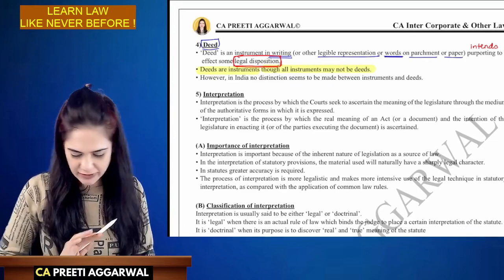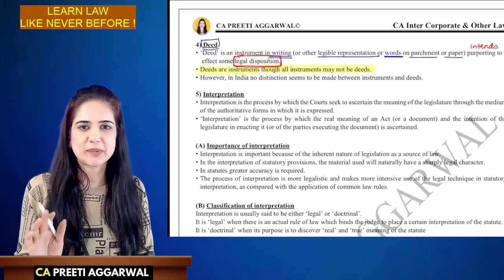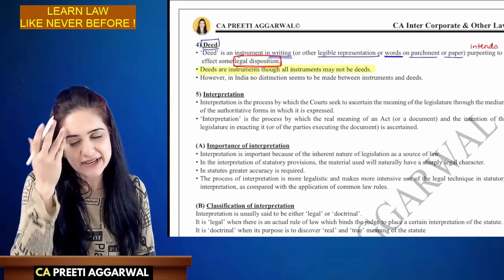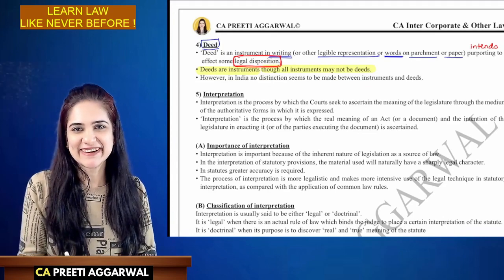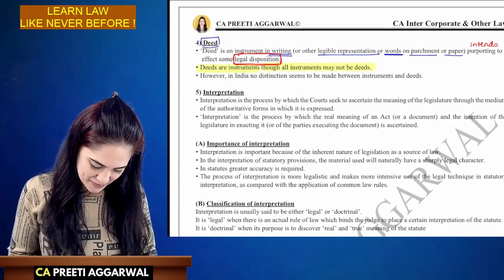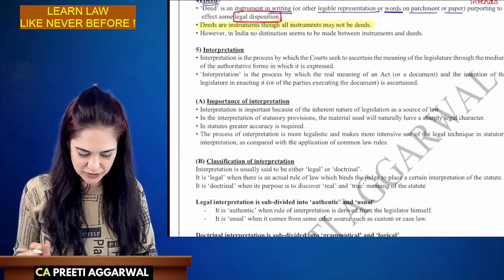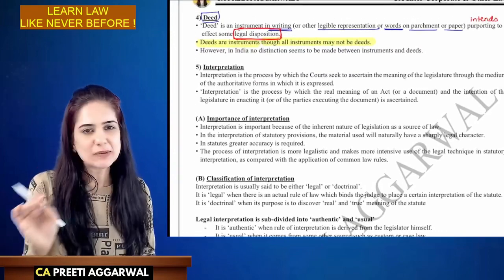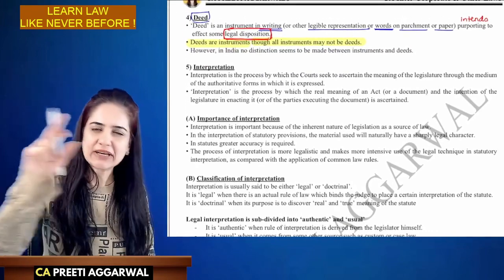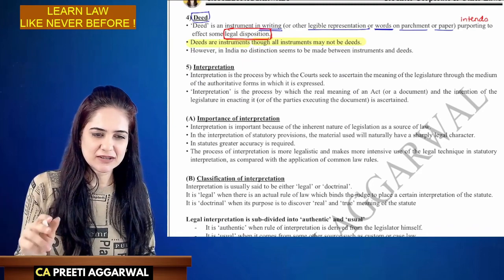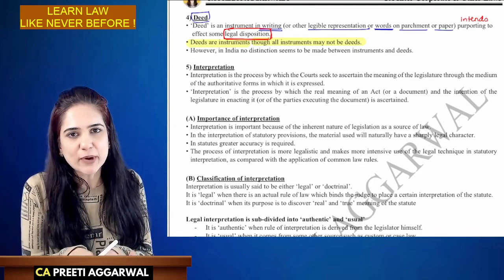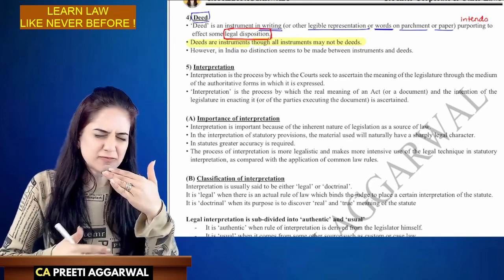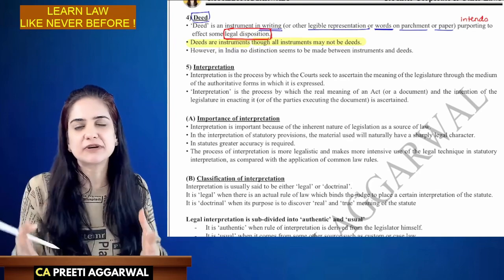In India, however, there is no distinction between instrument and deeds. Then why did they explain all this in detail? Okay, interpretation and construction. See, it is a very simple concept. They have written everything. There are just two or three main points, but they have just framed it in a different manner.